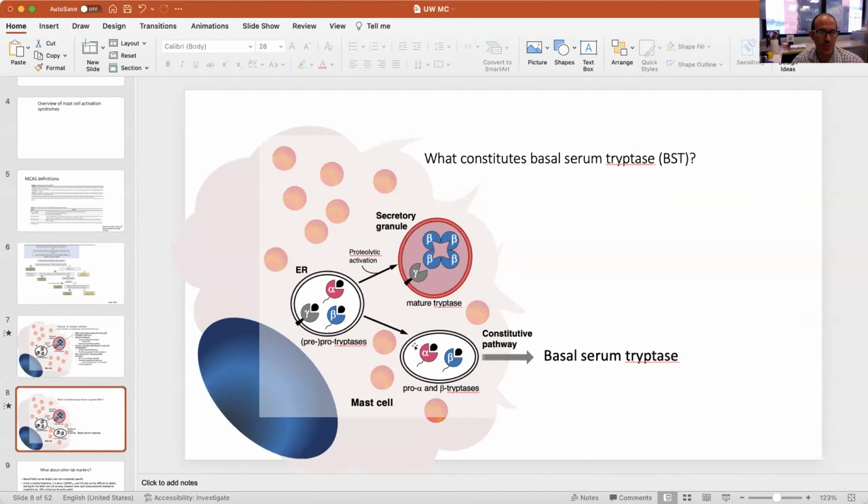And again, if you have alpha tryptasemia, more of them are released. More of these alpha monomers are released constitutively all the time. We don't know a lot about how that impacts the tissue. Like I said, in the heterotetramer form, when it is degranulated, it does have more activity than the alpha tryptase. Alpha beta heterotetramers have more activity, but that basal serum tryptase is actually these monomers being released and leaked out constitutively in almost every person in the world.